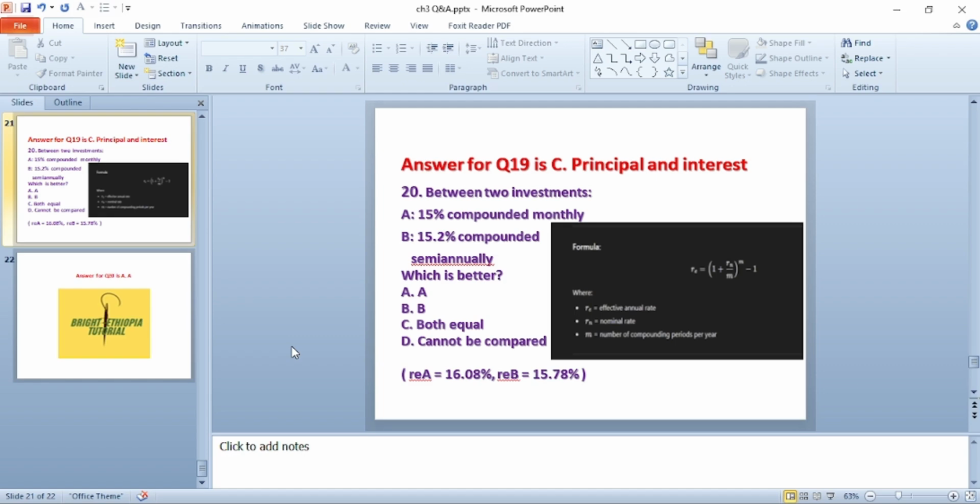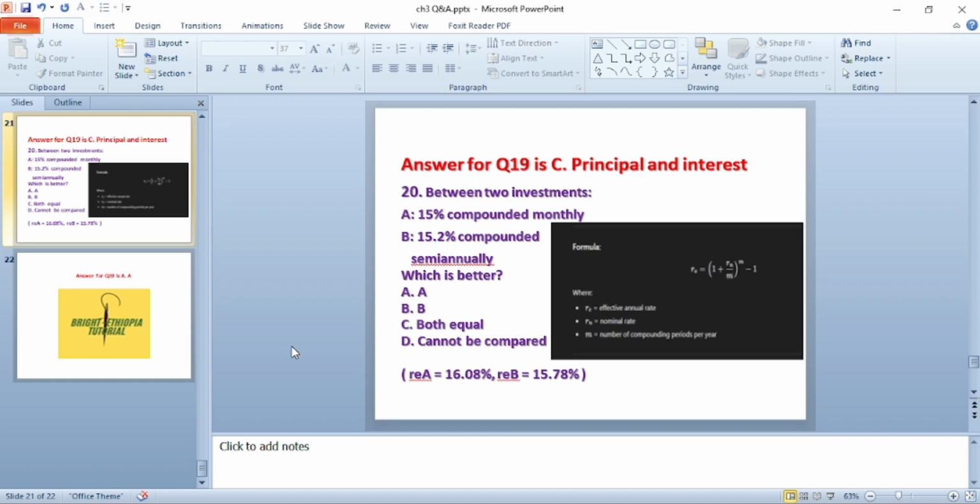Question number 20. Between two investments, A. 15% compounded monthly, B. 15.2% compounded semi-annually, what is better? To calculate this, we have to calculate the effective annual rate. The effective annual rate is equal to 1 plus the nominal rate divided by the number of compounding periods per year, to the power of the number of compounding periods per year, minus 1.